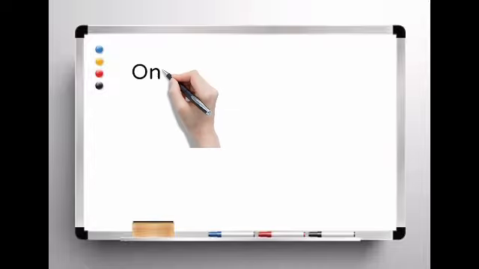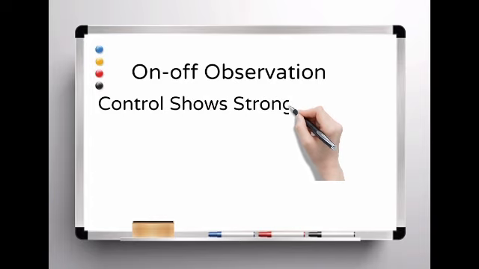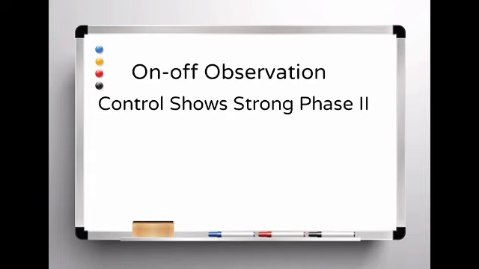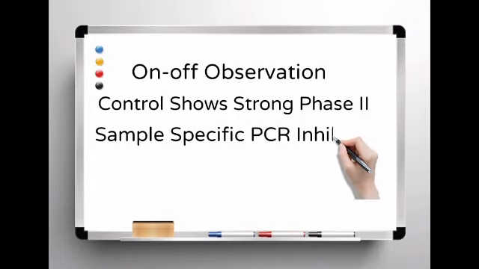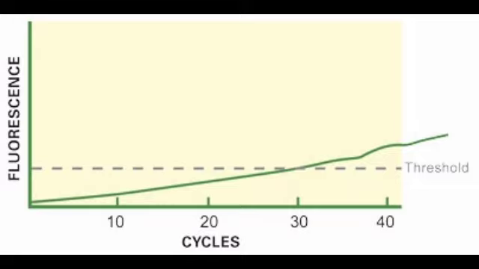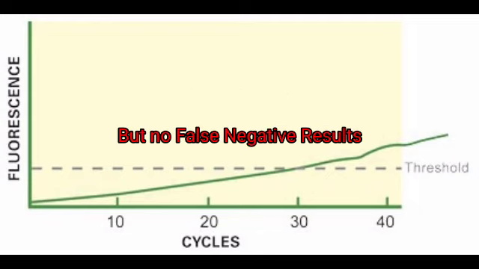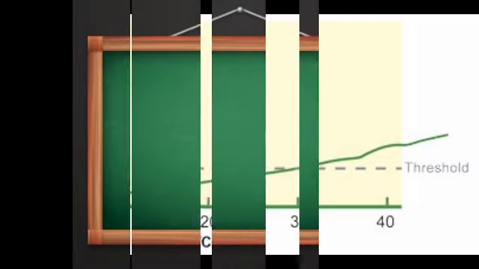If this is a one-off observation on a single sample and your control material shows a strong phase 2 by comparison, then it is more likely to be an instance of sample-specific PCR inhibition at a level high enough to interfere with the efficiency, meaning any quantitation data you try to interpret from the CT on that sample is probably wrong, with a later CT than expected, but obviously not at a level high enough to yield a completely negative result.